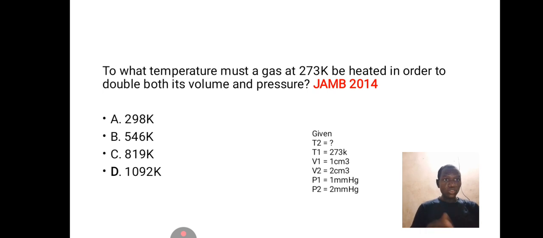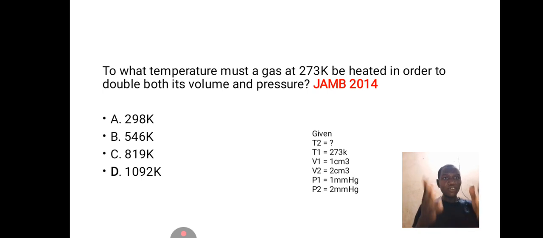How do you get them out? Just assume a number for V1 and P1. Then the numbers for P2 and V2 should be double the number you assumed. Since they say for it to double, you have to have a number, then the other should be double the number you had for the first. Simple. I hope this is clear. Don't miss this kind of question.